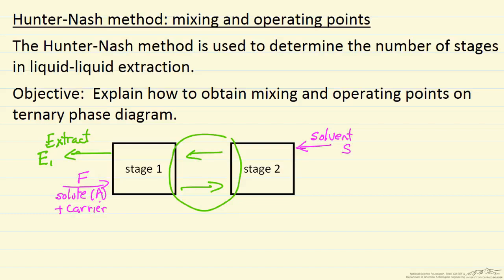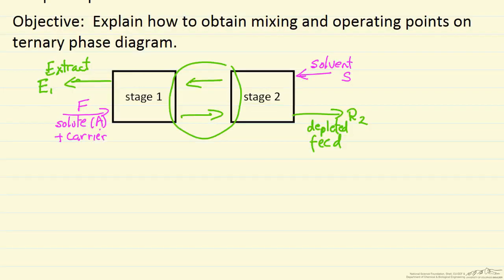And then leaving stage 2 is the raffinate. We'll call it R2, and 2 because it's leaving stage 2. This is a depleted feed. So our feed loses some solute and exits stage 2. What we're doing to determine the mixing and operating points is to do mass balances.